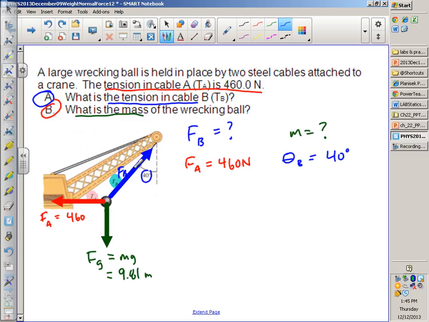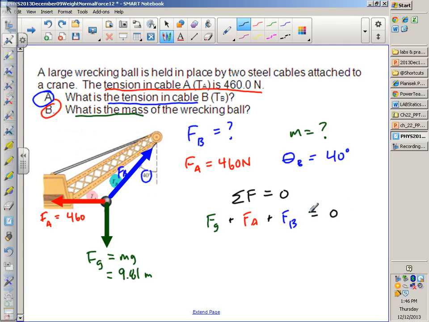We've drawn our forces. We've identified what we're looking for. We've identified what we know. Right now, let's go in the next direction. Is this wrecking ball moving as it hangs here? No. Therefore, we just learned that if an object is not moving, it is in equilibrium, that the net force has to add up to 0. And that means that if we take F of G plus F of A plus F of B, all together, those three have to equal 0.